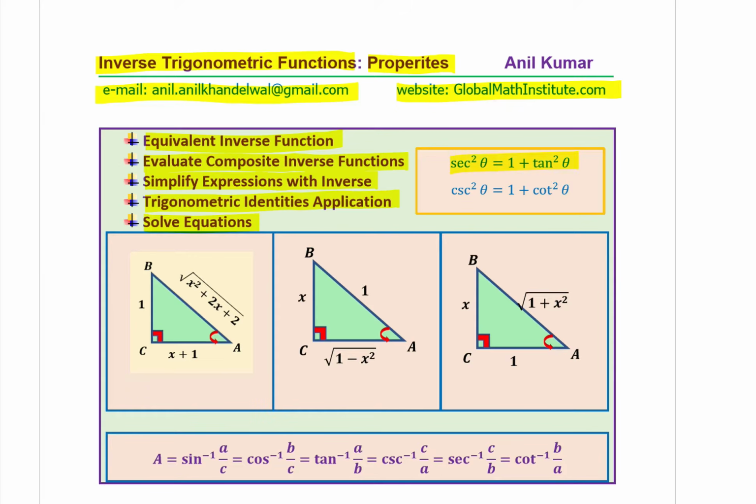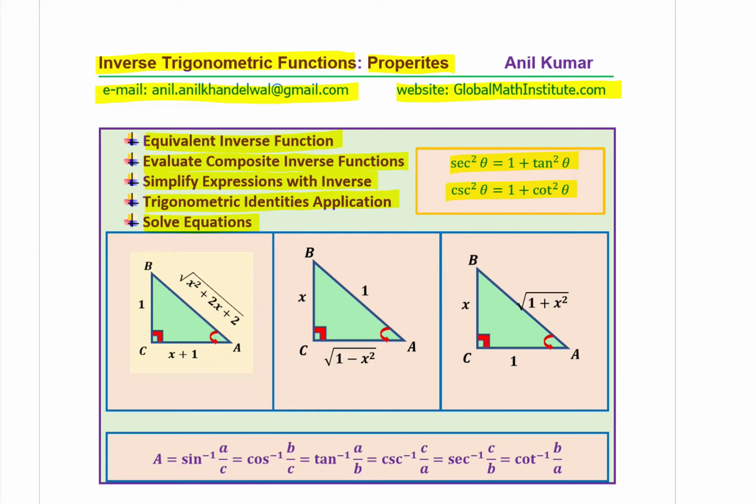So this is a simple trigonometric relation, a kind of Pythagorean equivalent. Secant square theta equals 1 plus tan square theta, cosecant square theta equals 1 plus cot square theta, which we are going to use in this video. In the next video, we are going to take up compound angles and half or double angles.